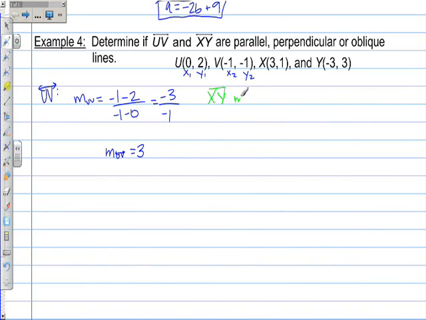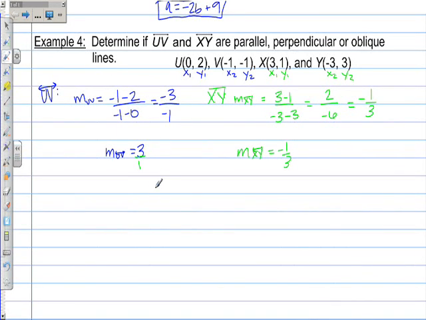Now, we want to find the slope of XY. For XY, the slope would be x1, y1, x2, y2. You end up with y2 is 3 minus y1 is 1, divided by x2 is negative 3, minus x1 is 3. 3 minus 1 is 2. Negative 3 minus 3 is negative 6, which simplifies to negative 1/3. So our slope of line XY equals negative 1/3.